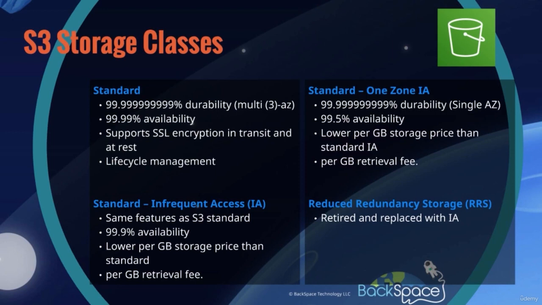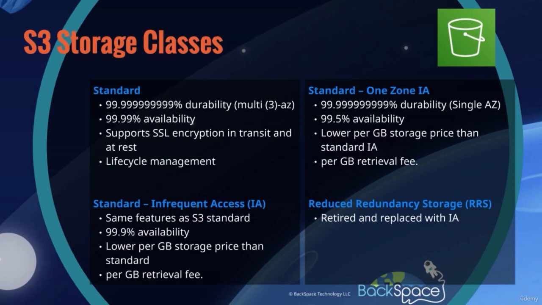So standard is going to give us 11 nines of durability. It's going to do that because the objects are replicated across 3 availability zones. It's going to give us 99.99% availability. Remember, there is a difference between availability and durability. Durability is about replication. Availability is about access to our objects when we need them. It supports SSL encryption, both in transit and at rest. And we can apply lifecycle management rules to S3 standard objects as well.